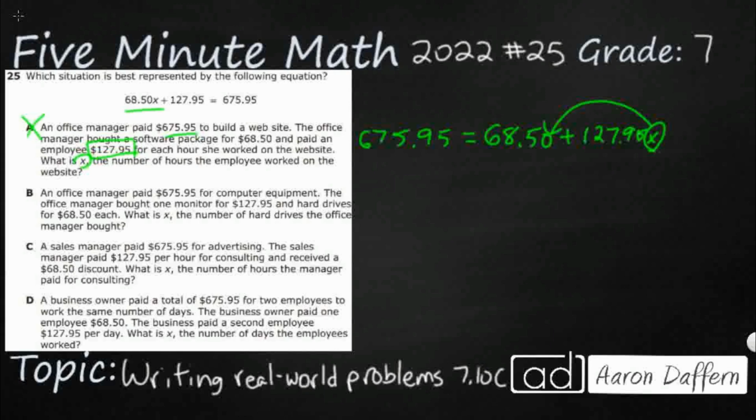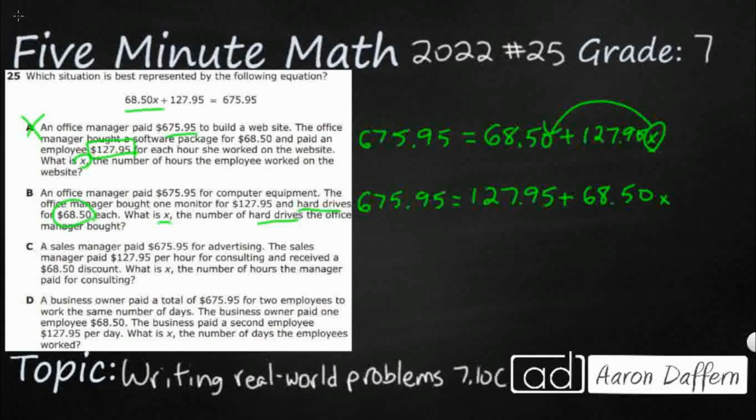An office manager, okay, did the same thing. Well, paid $67.95 this time for computer equipment, so that's slightly different, I guess. The office manager bought one monitor for $195 and hard drives for $68.50 each. What is X, the number of hard drives? Okay. So a monitor for $127.95. And then hard drives, and that's where my X goes. X is the number of hard drives, and hard drives are the $68.50.